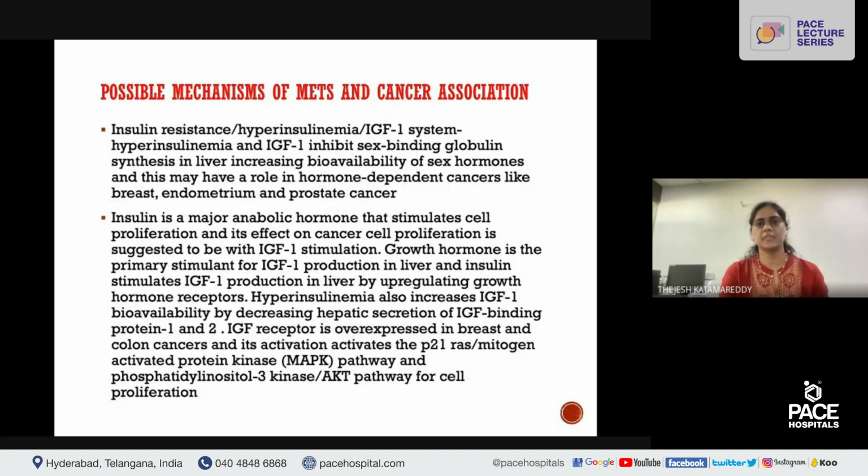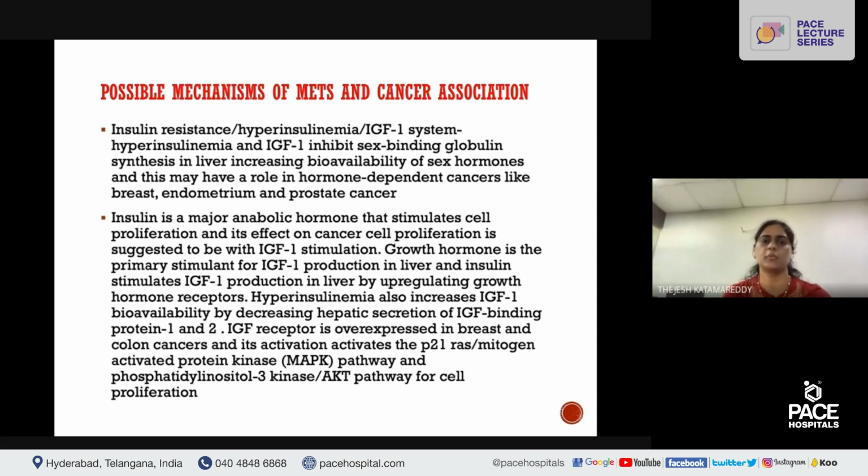So the possible mechanism involved in cancers in metabolic syndrome is insulin resistance, which will stimulate insulin-like growth factors, and hyperinsulinemia, which along with IGF-1 inhibits sex hormone binding globulin synthesis, thereby leading to increased bioavailability of sex hormones. This may have a role in hormone-dependent cancers, mostly breast, endometrial, and prostate cancers. Insulin is a major anabolic hormone that stimulates cell proliferation, and its effect on cancer cell proliferation is suggested to be through IGF-1 stimulation.